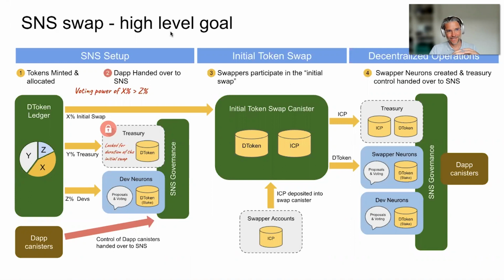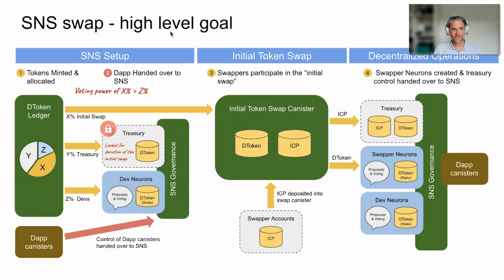So going over it again, stage one is this initialization phase. In this initialization phase, we're creating the ledger canister, and we're creating an SNS governance canister. The swap canister is also created, although this is a temporary canister that will only exist for the lifespan and duration of the actual decentralization process.